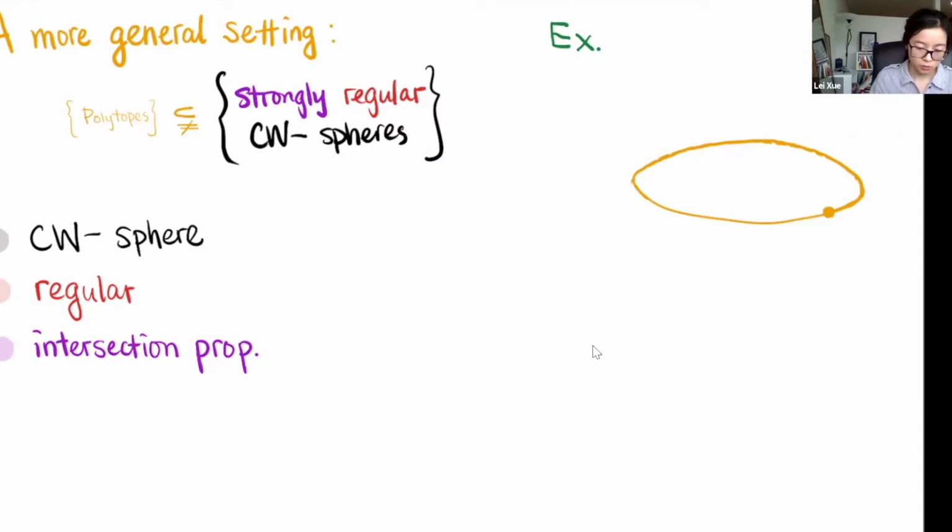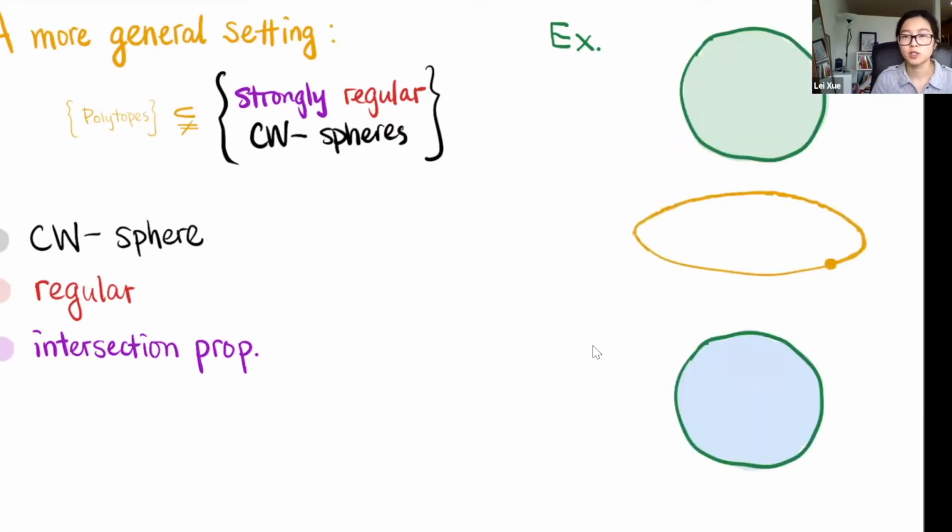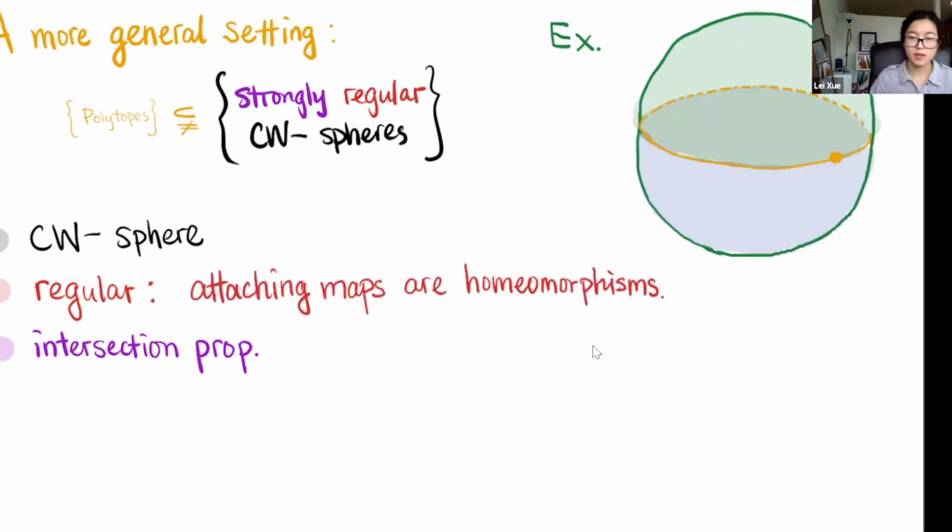And with this 1-dimensional frame or skeleton, what if I want to build a 2-dimensional one? I have these two balls, the blue one and the green one. Hopefully you can tell the difference. Ready, and I'm going to glue them to this circle on the boundary. And this is how I do it. Then I get a 2-dimensional sphere. Okay, and it has the shape of a sphere, so this is an example of a 2-dimensional CW sphere. Again, this is a relatively rough definition, but hopefully you feel good about it.